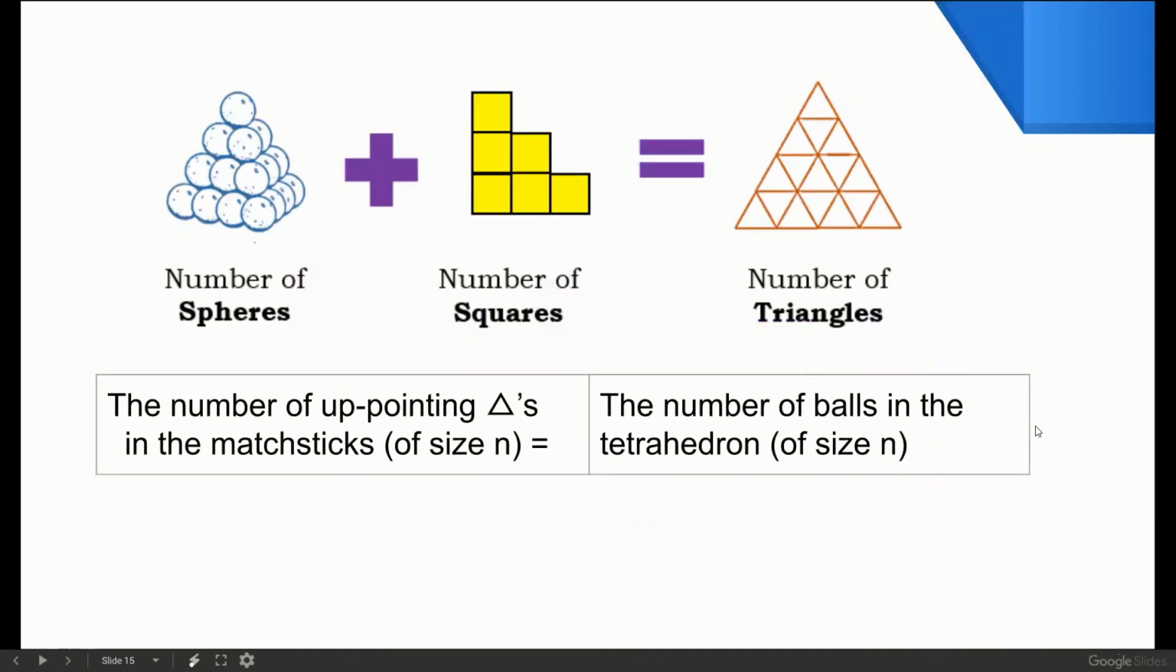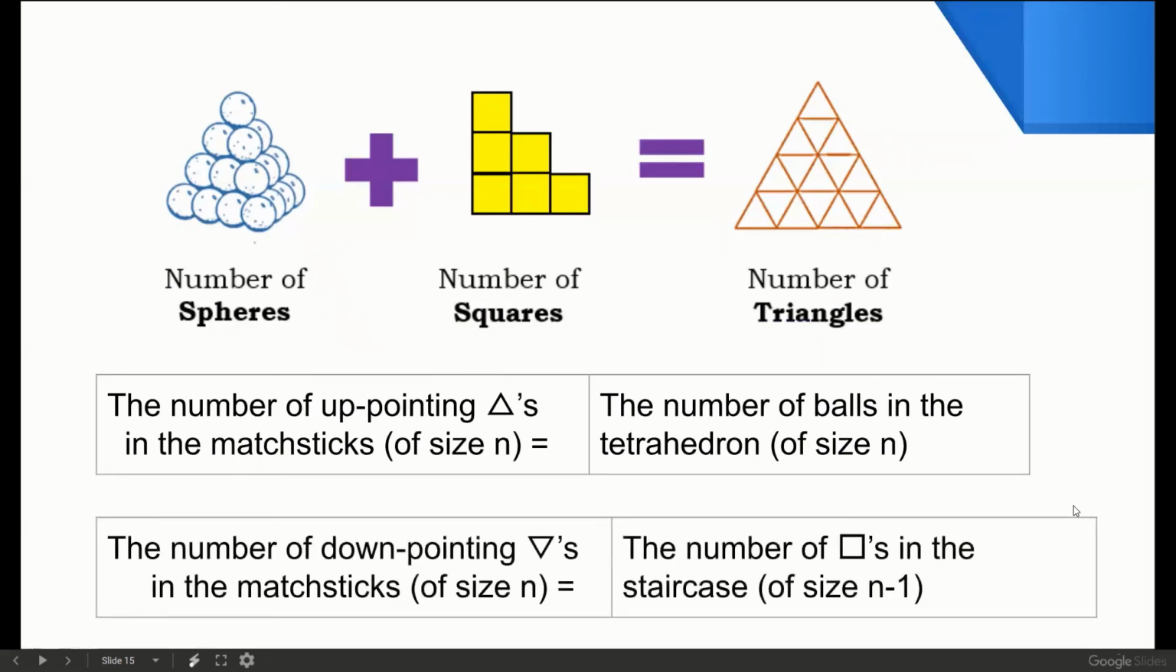Okay, first of all, the number of up pointing triangles in the matchsticks figure of size n is equal to the number of balls in the tetrahedron, which has 4 along the edge of the base. And the number of down-pointing triangles in the matchstick figure is equal to the number of squares in the staircase of size n-1. Notice that this has only 3 on the edge where this has 4.